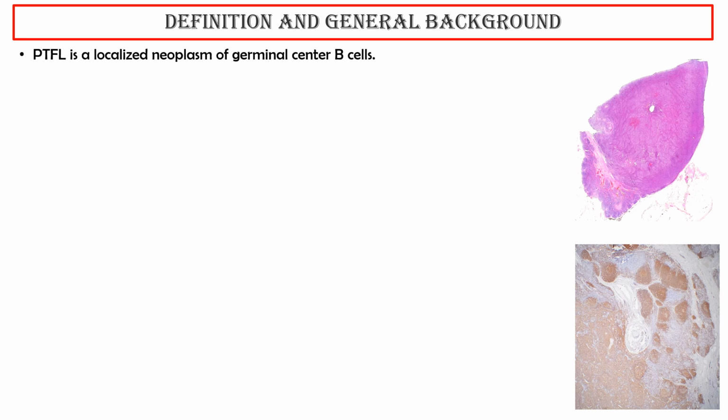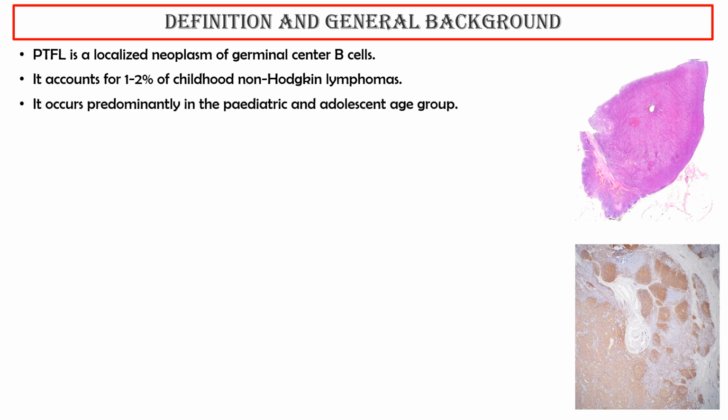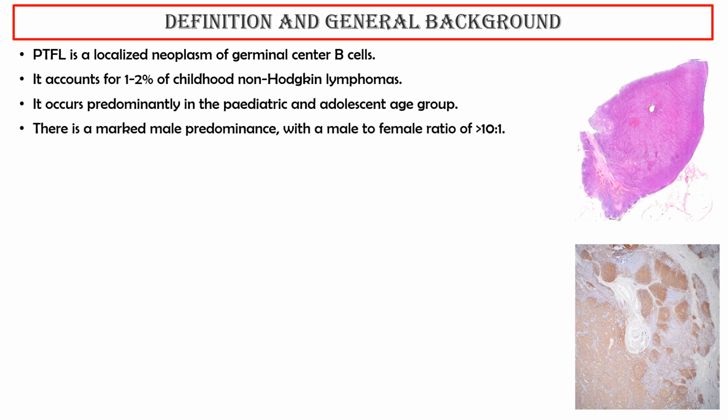Pediatric type follicular lymphoma is a localized neoplasm of germinal center B cells. It accounts for 1 to 2% of childhood non-Hodgkin lymphomas. It occurs predominantly in the pediatric and adolescent age group. There is a marked male predominance with a male to female ratio of greater than 10 to 1.